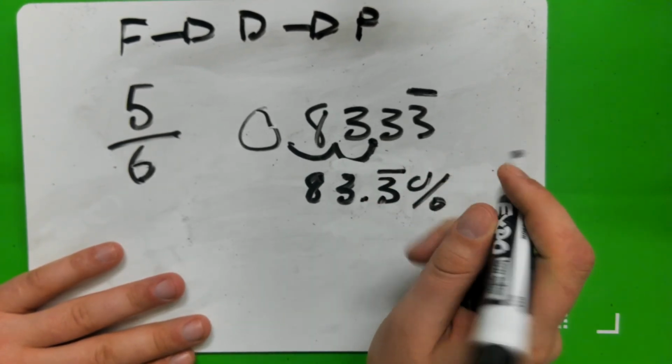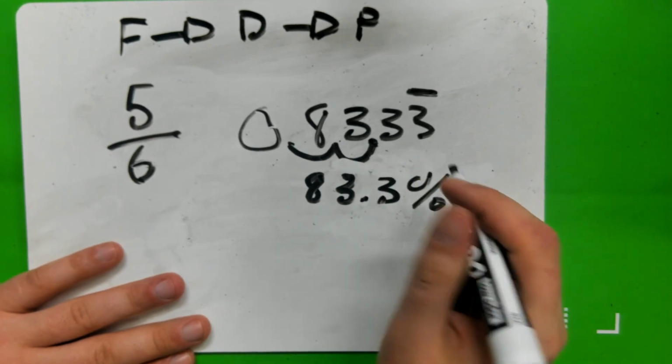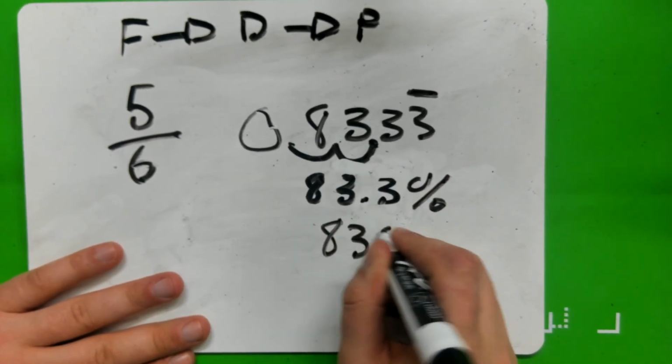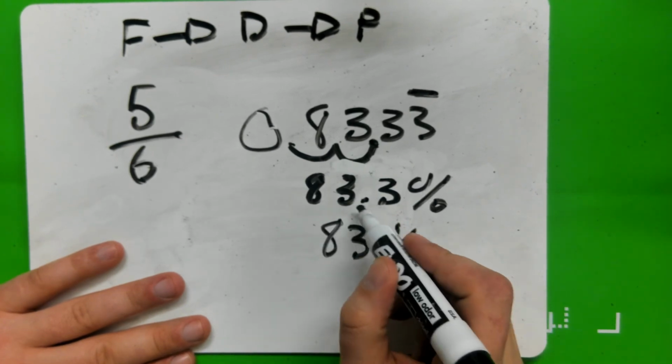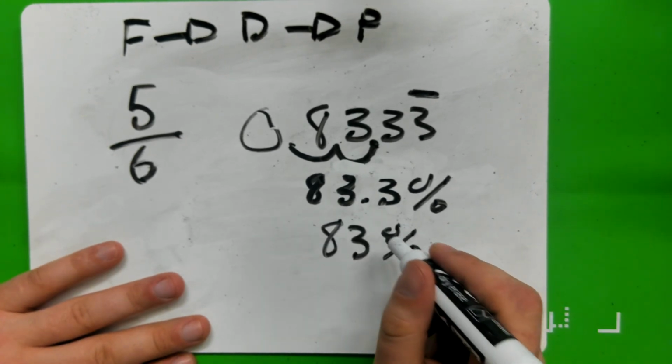You can keep the bar there if you want, or if you're rounding, you can put it at 83.3, or as we did in the question before, if you're rounding to a whole without a decimal in your percentage, it would just be 83.